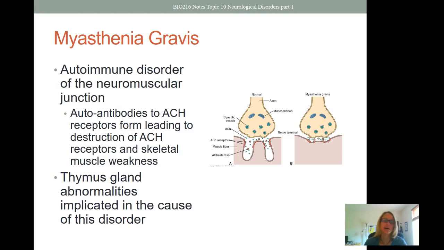Myasthenia gravis. This is an autoimmune disorder at the neuromuscular junction. Here we have autoantibodies to acetylcholine receptors that bind and damage, or I guess produce an inflammatory response, I should say, and that leads to destruction of the acetylcholine receptors, and that's going to lead to weakness in the skeletal muscle, because there's not going to be enough to produce a strong enough response. This is an autoimmune disorder that has been linked to thymus gland abnormalities.